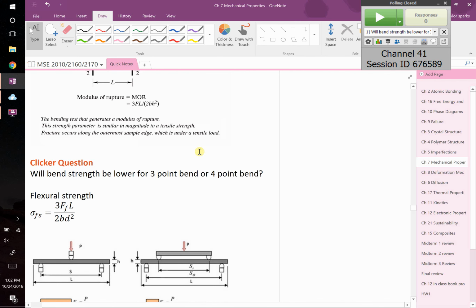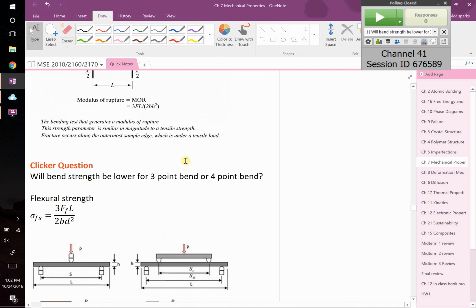So the question is, if you have two scenarios, let's say these two right here: three-point bend, which would be like two below and one above. I don't know how to do this with hands, but it'd be like that, where I'm bending it like that. Or four-point, which I just showed you. Will you get the same value? So this will be our clicker question for the day.